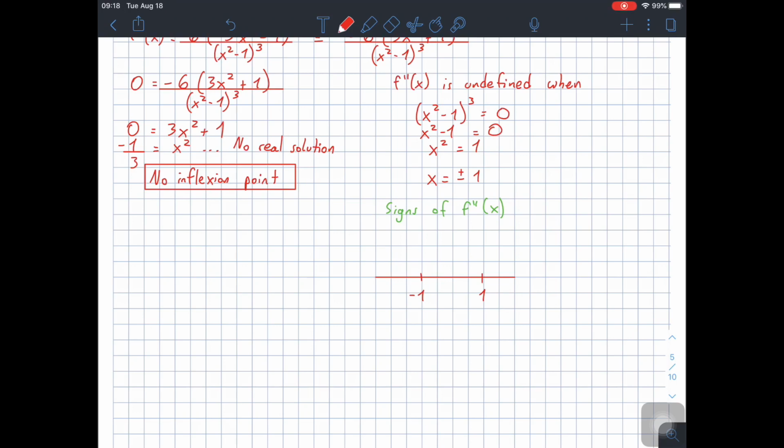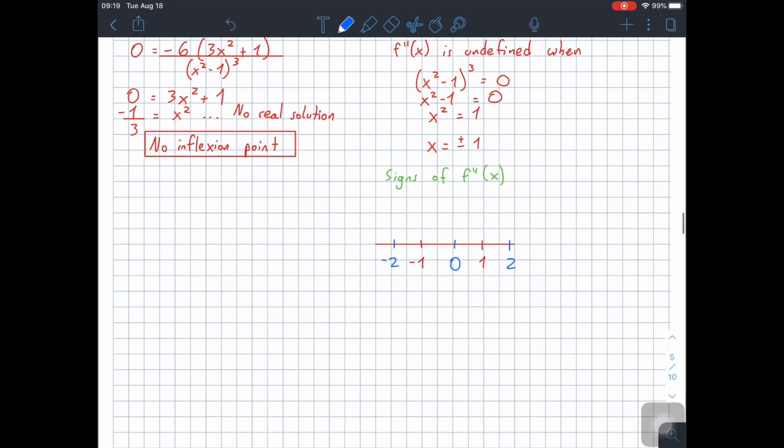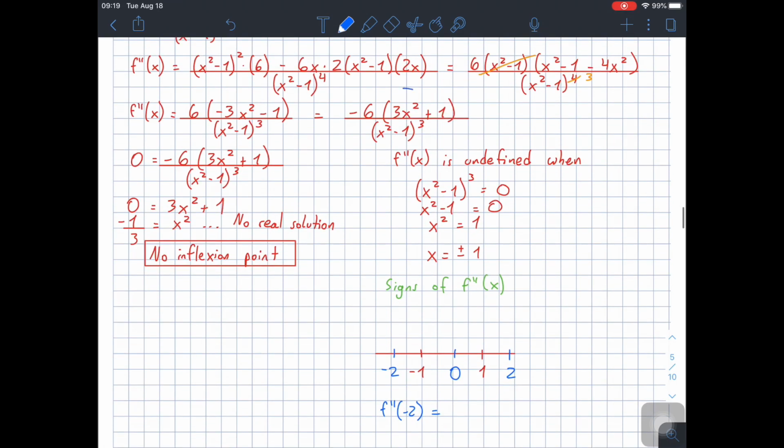So I need to pick 3 values right here. Maybe one could be negative 2, another could be 0, another could be positive 2. So if I find all of those values, evaluating it in the second derivative, we're going to have that f prime prime of negative 2 is equal to, and we need to plug in all of this into this function over here.